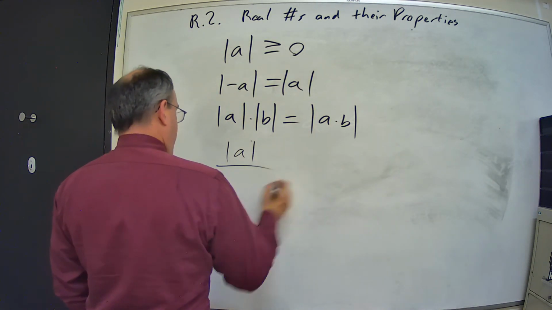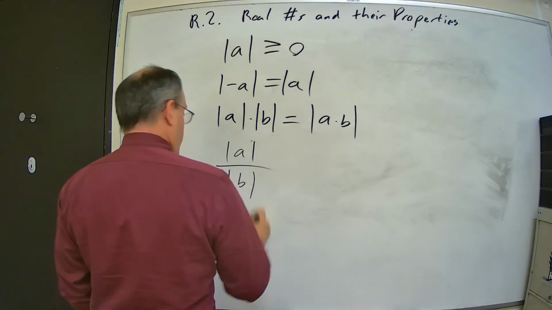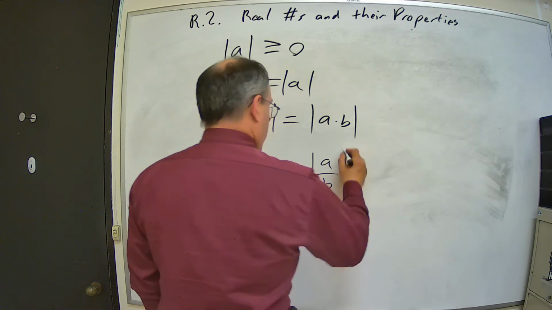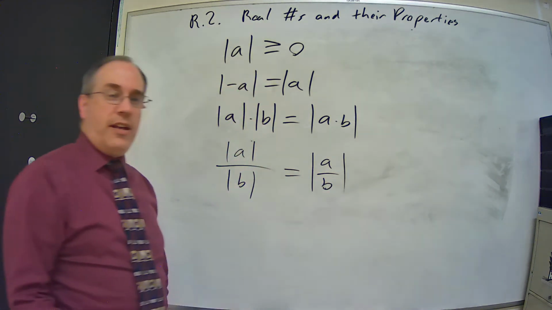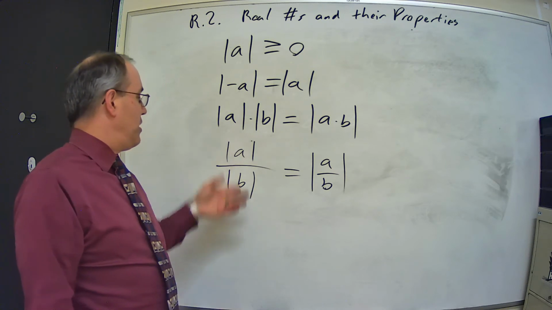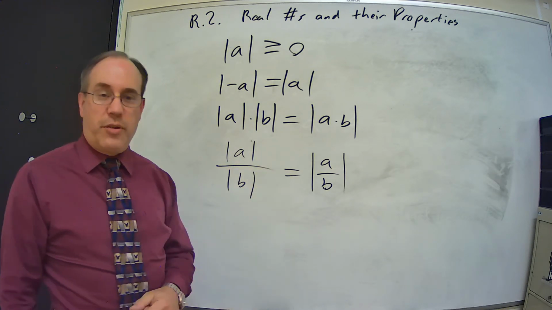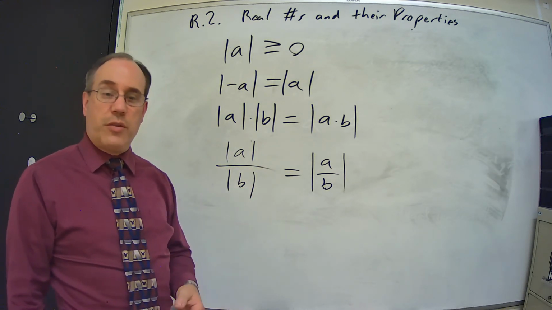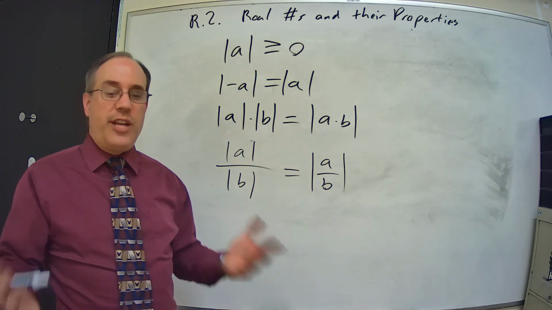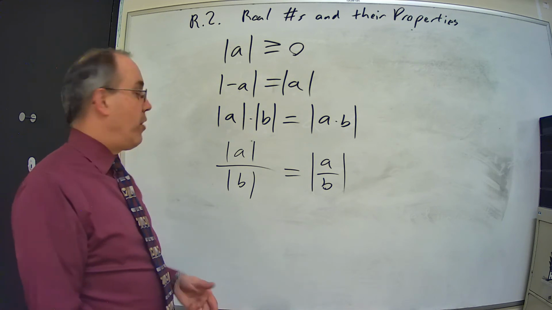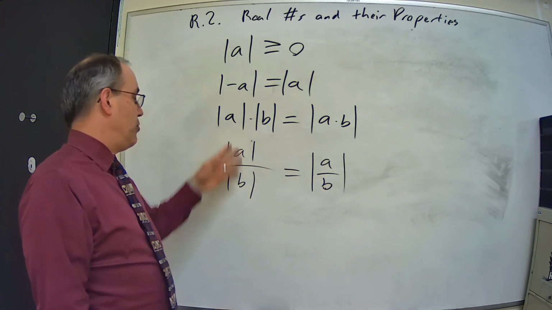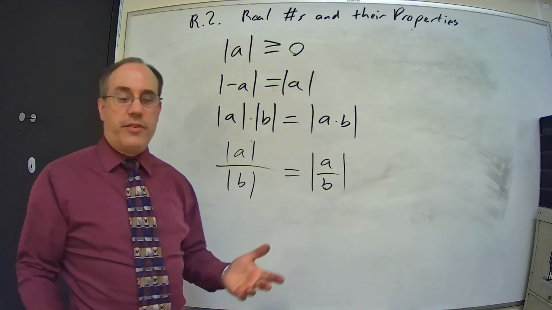The absolute value of A over the absolute value of B is equal to the absolute value of A over B. Same idea. When you're dividing signed numbers, if the signs are the same, then the result is going to be positive. If the signs are different, the result is going to be negative. But the magnitude of it does not change. Therefore, it will work out to always be a positive result.